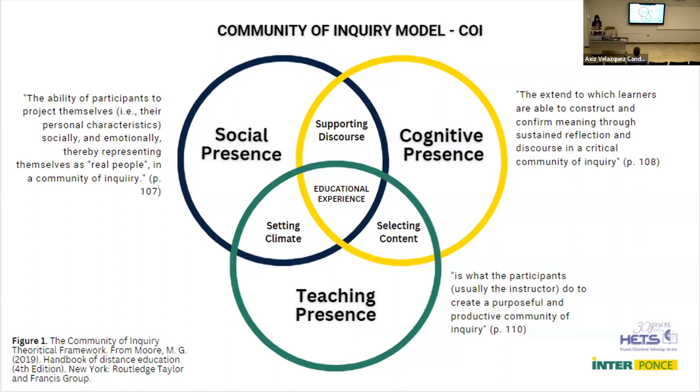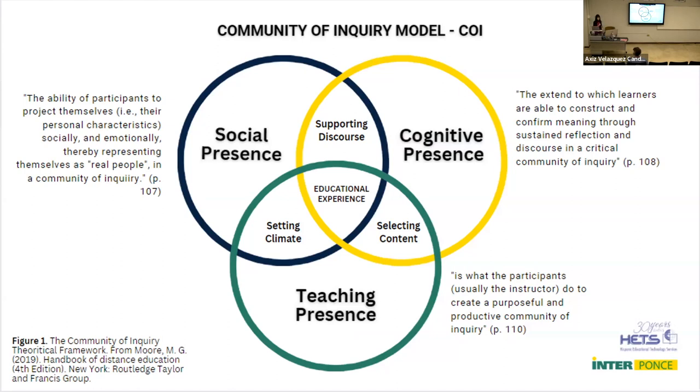And in simple terms, this model was designed to serve as a metric, or maybe a framework, to capture the educational dynamic and guide the study of online learning effectiveness, specifically in higher education.